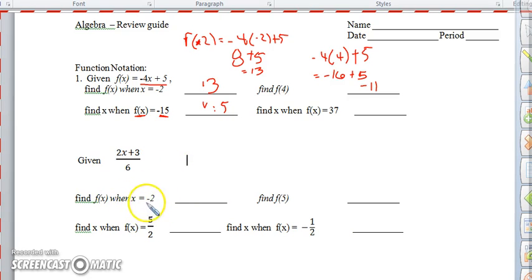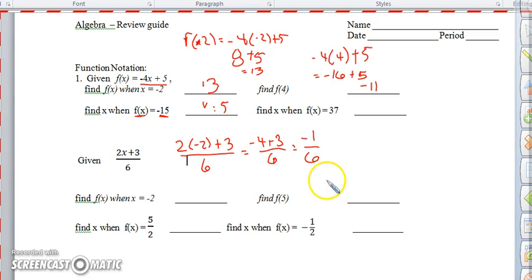Okay, when x is equal to 2, so we just do this: 2 times negative 2 plus 3 over 6. 2 times negative 2 is negative 4 plus 3 over 6 equals negative 1/6. And that's all there is to it. Now ones like this, when you have this fraction, don't freak out.